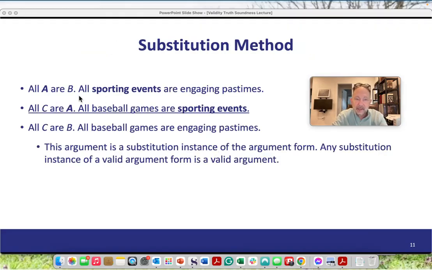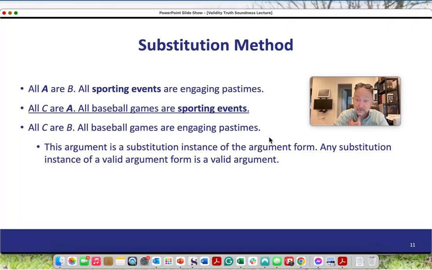So here's one, and here's this kind of done in reverse, right? A or B, C or A, C or B. Then in this example, we tried it with words, right? So you could start here and see how your argument drapes over this, or make an argument based on these letters rather than working backwards. Whatever helps you learn. All sporting events are engaging pastimes. All A, sporting events, are B, engaging pastimes. All baseball games, now we have a third thing, a C, are sporting events. All right, so all sporting events are engaging pastimes. Baseball games are sporting events. Therefore, all baseball games are engaging pastimes.